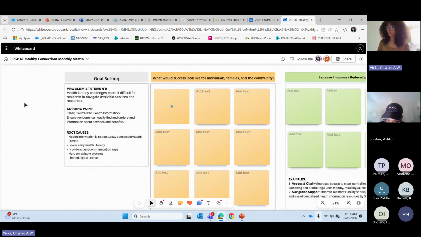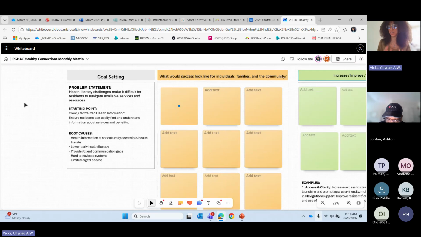So we're not quite looking at goals just yet. We really just want to think broadly and answer this question. If we were successful 3 years from now, what would that look like? What would be different? And again, feel free to unmute yourselves. You can use the chat, whatever you're most comfortable with.